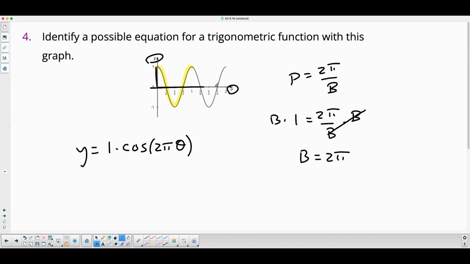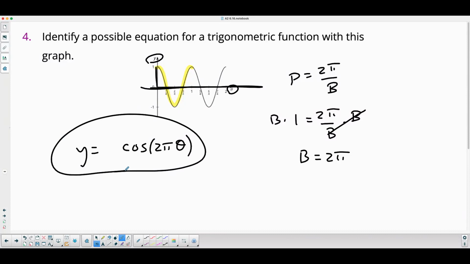My midline is at 0, so I don't need to put a number here. You could put plus 0, but I don't need it. I really don't need the 1. And that would be good enough for me. Now you could do a sine curve and do a translation, but it's definitely much easier to just write it without doing a horizontal translation.